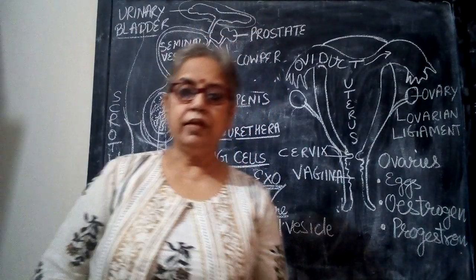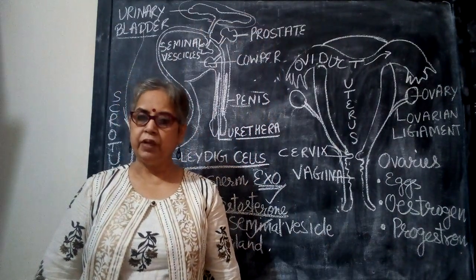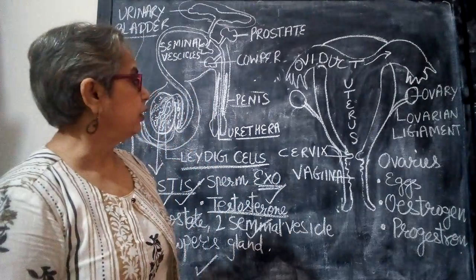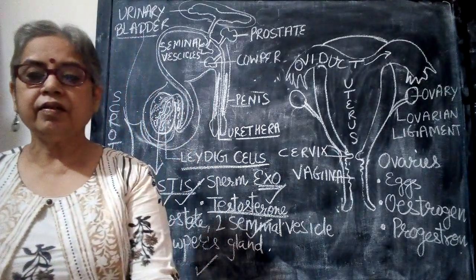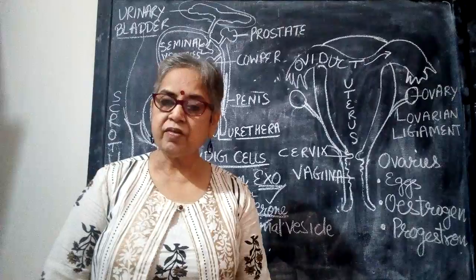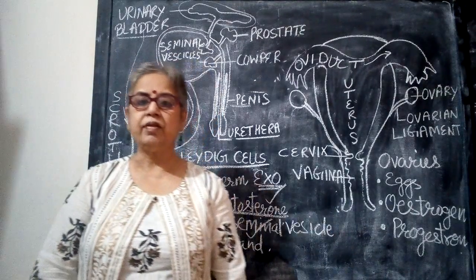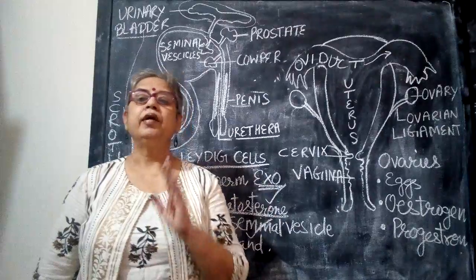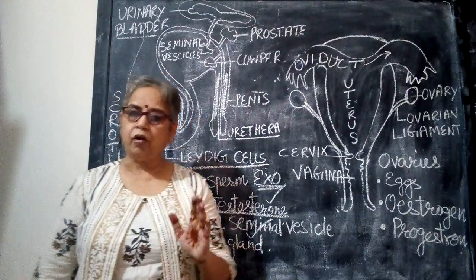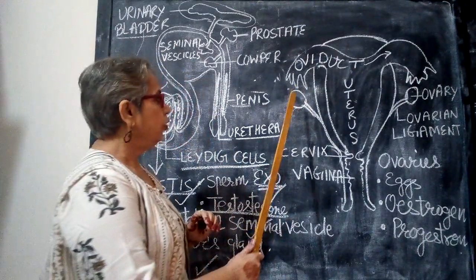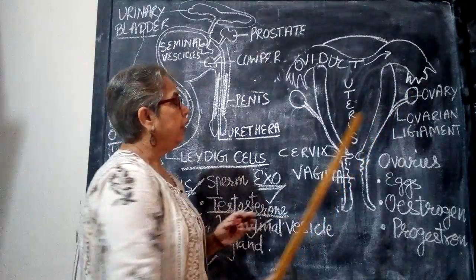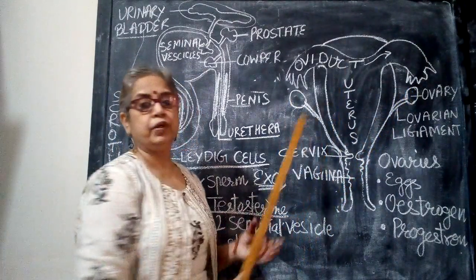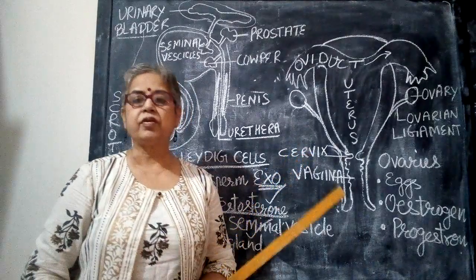Hello students, now I am going to explain the female reproductive system. The female reproductive system consists of primary structures called ovaries, and just like a pair of testes in males, females have a pair of ovaries. So ovary, ovary. These are the primary components of the female reproductive system.